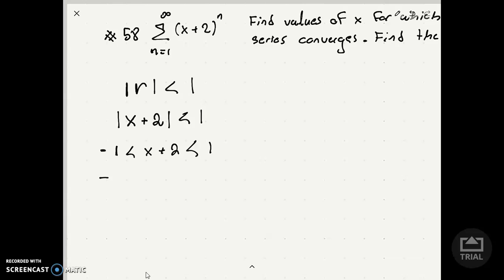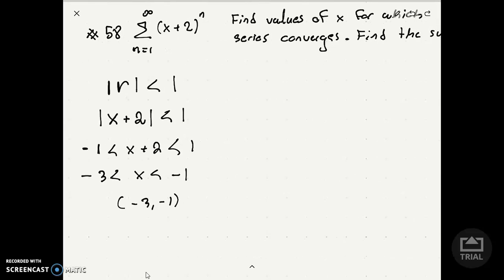And then we can subtract 2 from each side, and we get our interval of convergence is what it would be called. And that is from -3 to -1. So basically what that's saying is any value in between -3 and -1 non-inclusively, when you plug it into here, is going to create a geometric series that does converge. And now from there, we can actually find the sum.